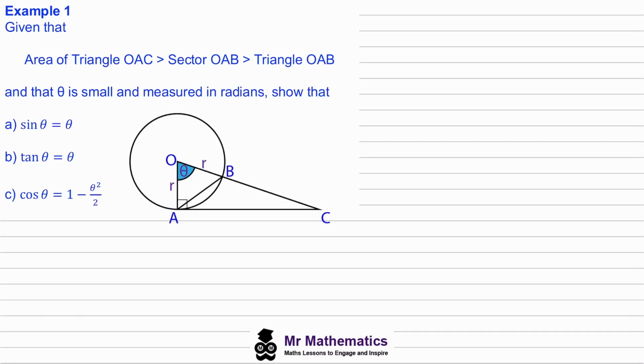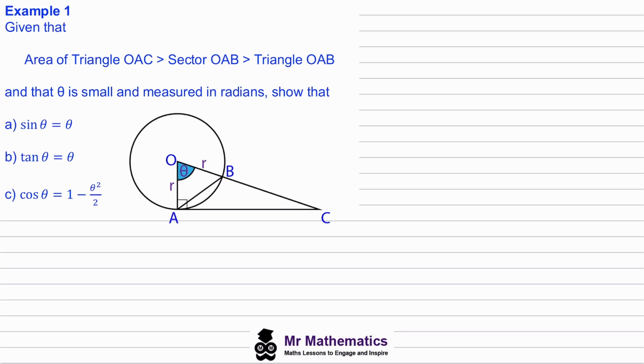Hi everybody. So in this video, we're going to look at small angle approximations. This is when we can simplify sine theta, tan theta, and cos theta when the angle is small and it's measured in radians. So in example 1, I'll take you through each of these proofs, and then in example 2 and 3, we'll look at how we can use each of these to simplify trigonometric expressions.